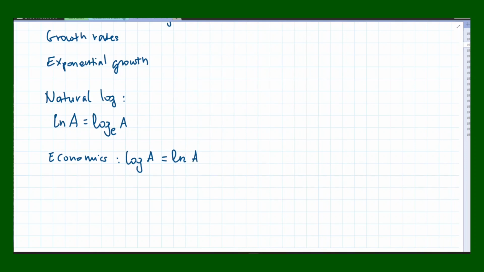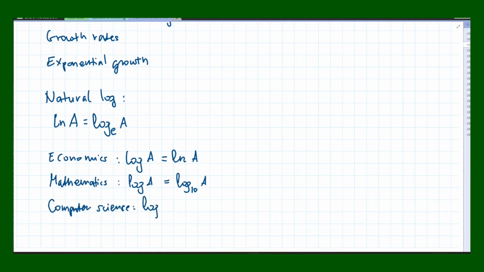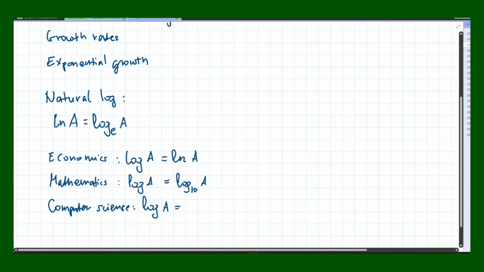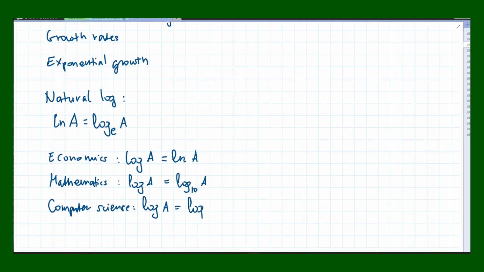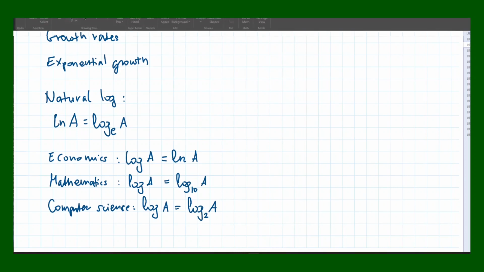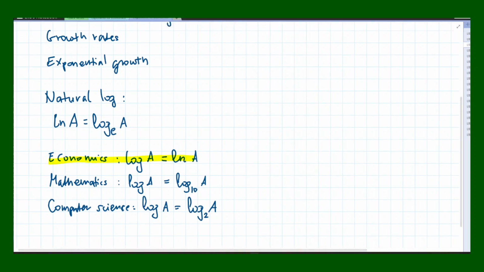Now you have to be careful because in mathematics, log of a normally refers to base 10 logarithm. And just to confuse things a little bit, computer science also uses log, but in computer science, the log without any base will most likely refer to base 2 logarithm. So be careful, there is this discrepancy amongst the sciences in this notation. However, if I ever use this log in our videos, remember we're always going to refer to the natural logarithm because these videos are all for economics.